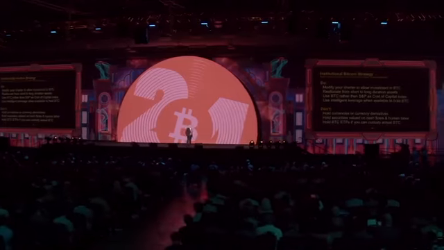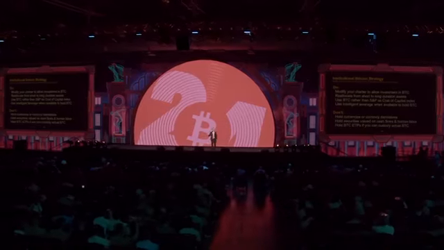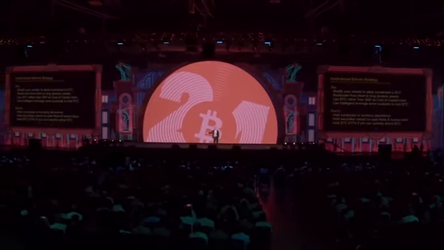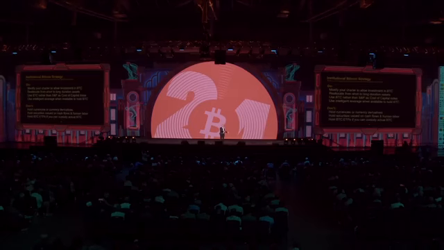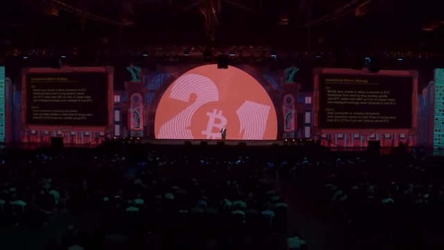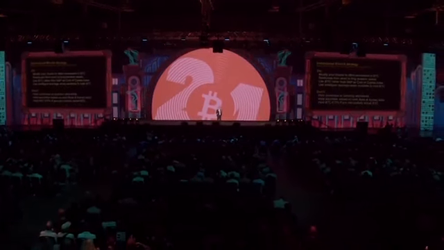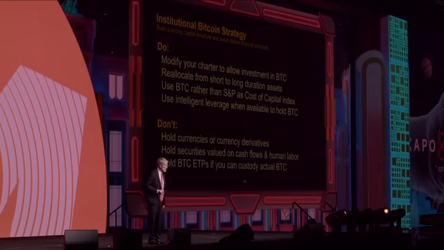Let's talk about an institution. You've got a church, a charity, an endowment like Harvard, any nonprofit. What should you do? Modify your charter to invest in BTC. Reallocate from short-term duration assets to long-duration assets. You wouldn't invest in ice cream cones. Don't invest in the peso, but why are you holding 20-year financial instruments? Don't own 50-year physical land instruments. Buy a 1,000-year instrument. Use BTC.